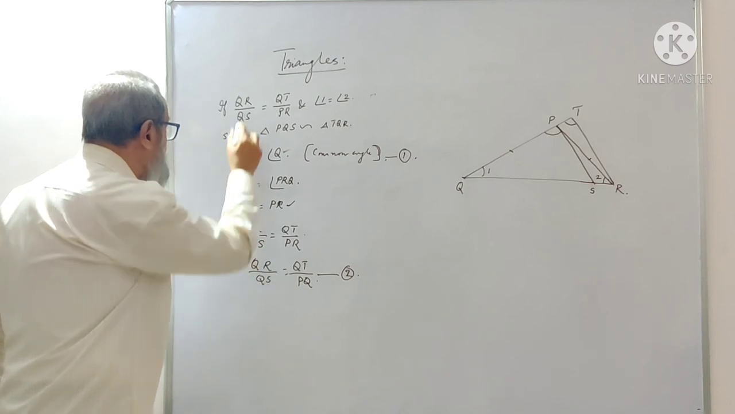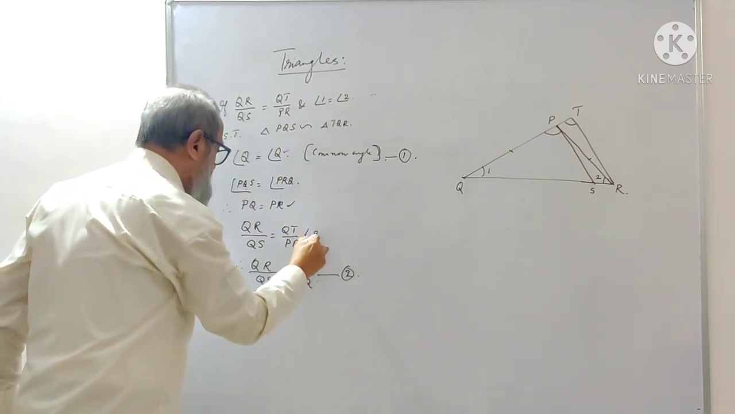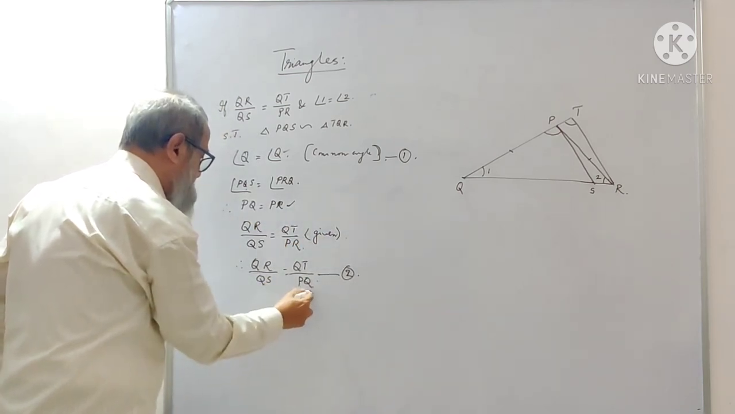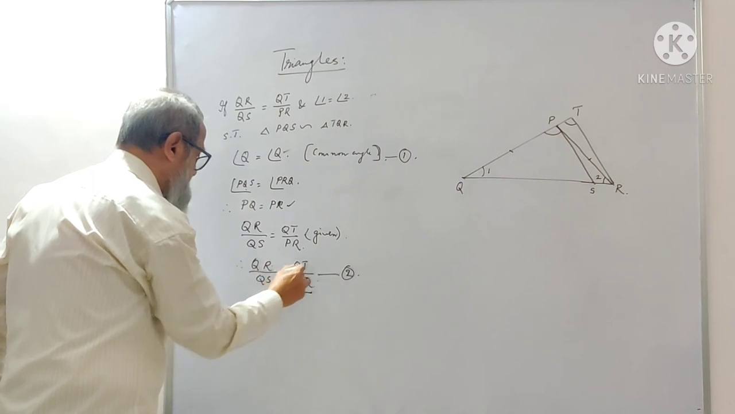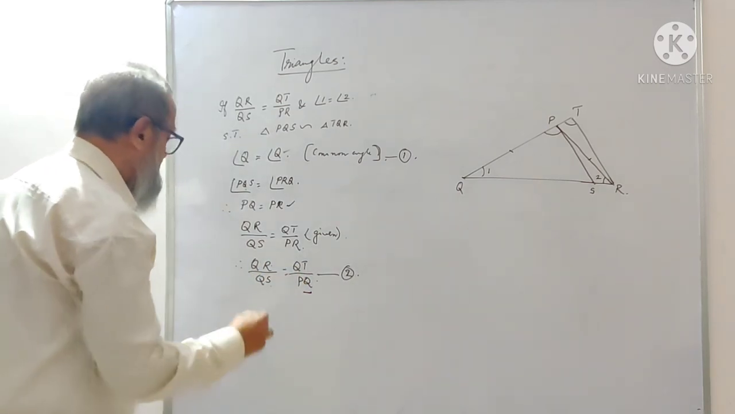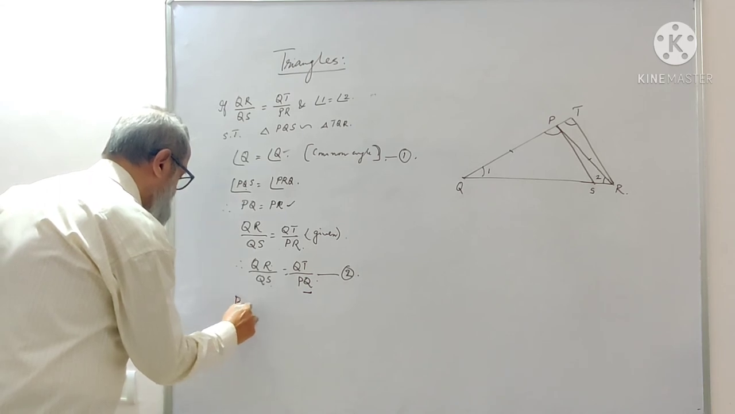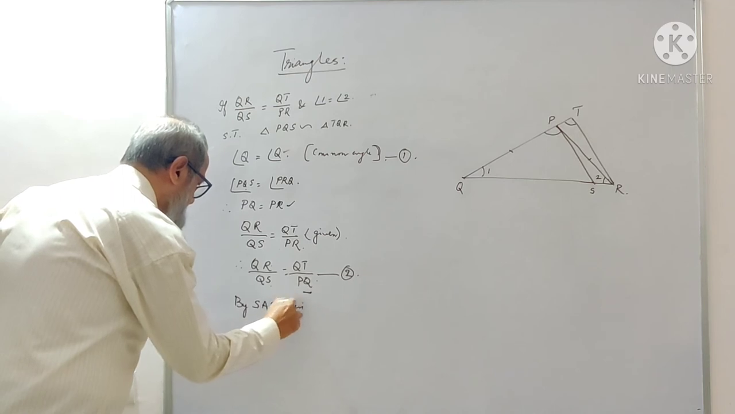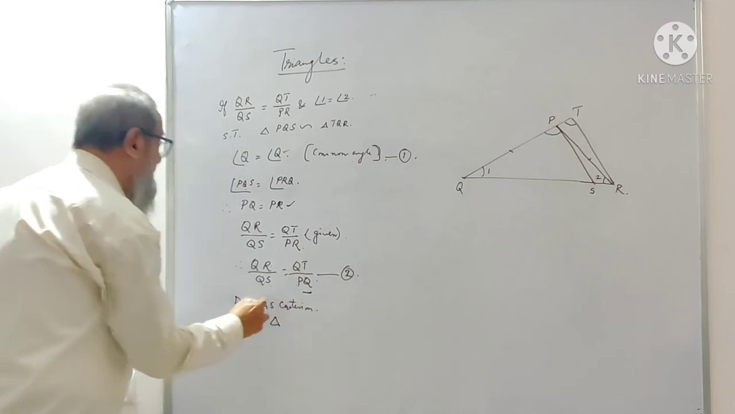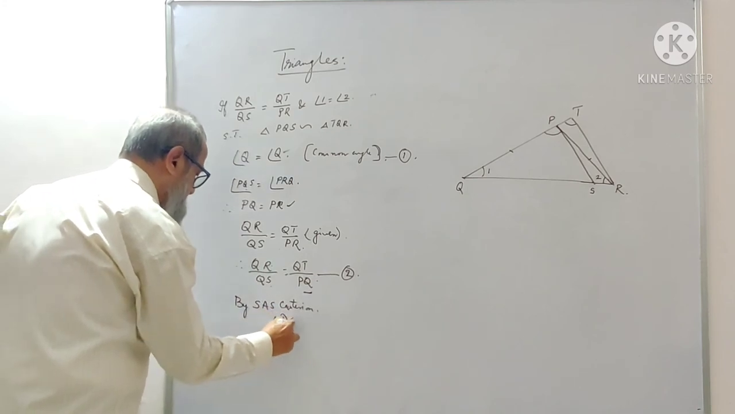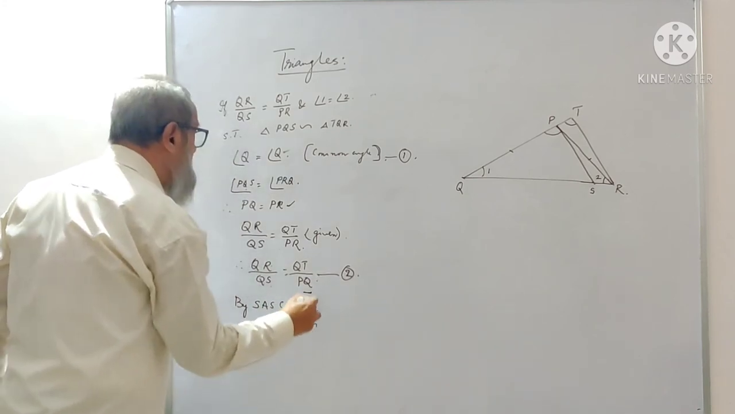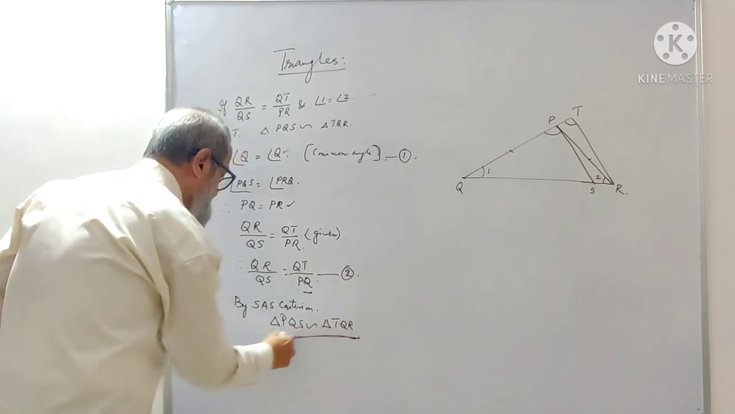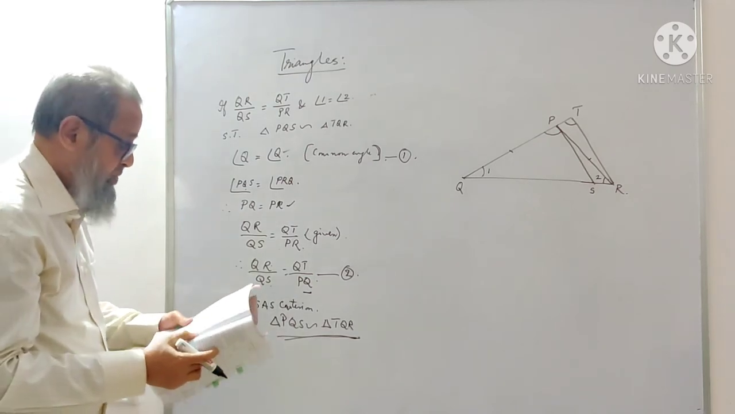Now it is given that QR by QS is equal to QT by PR. This is given in the problem. Now instead of PR, I can write it as PQ also. So QR by QS is equal to QT by PQ. So by SAS criterion, I can write that triangle PQS is similar to triangle TQR. This is what he wants us to show. So we have shown it.